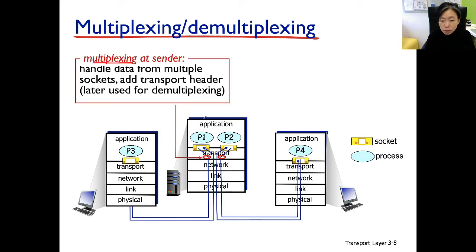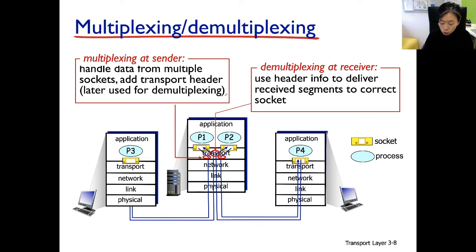So this host, from P1 and P2's point of view, generating these messages, is the sender. It handles data from multiple sockets or multiple processes, and adds the transport layer header. So it adds a little bit more information on top of these packets, and therefore later it can be used for the demuxing purpose.